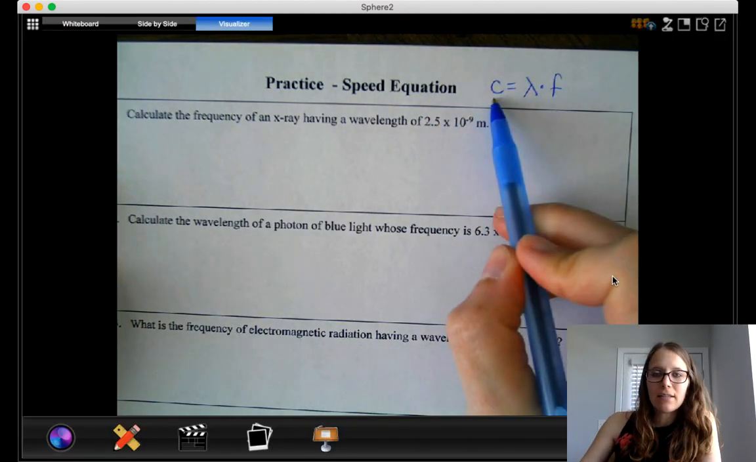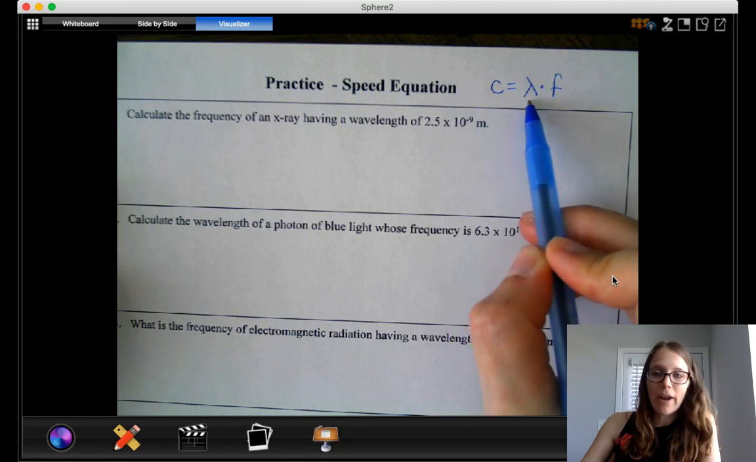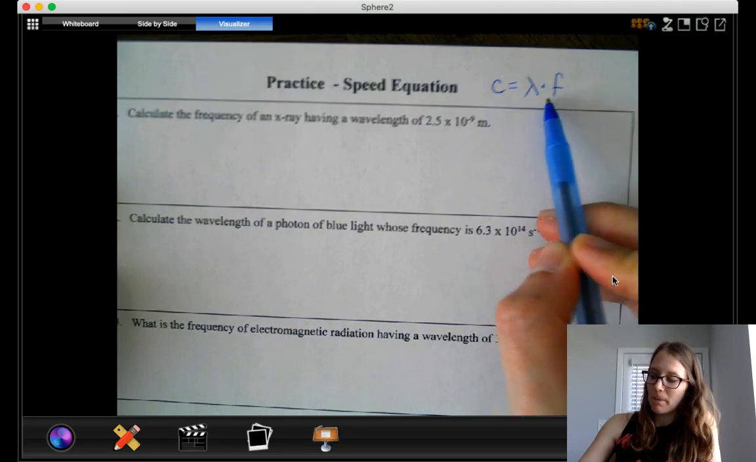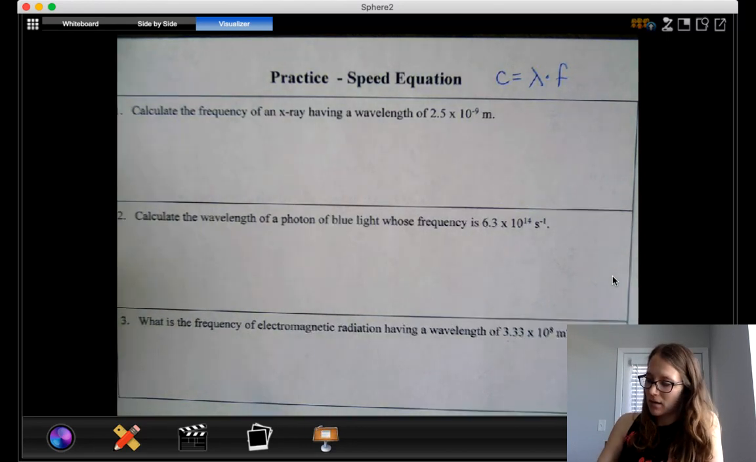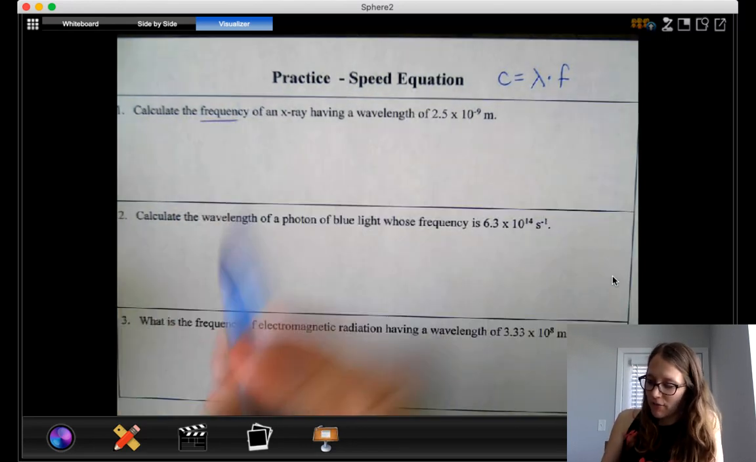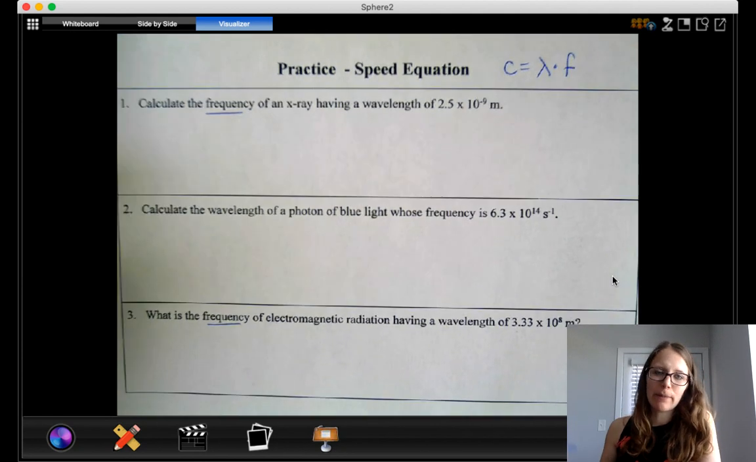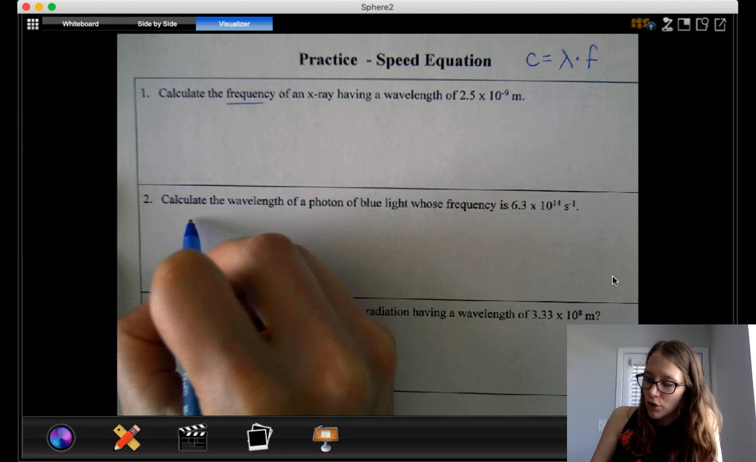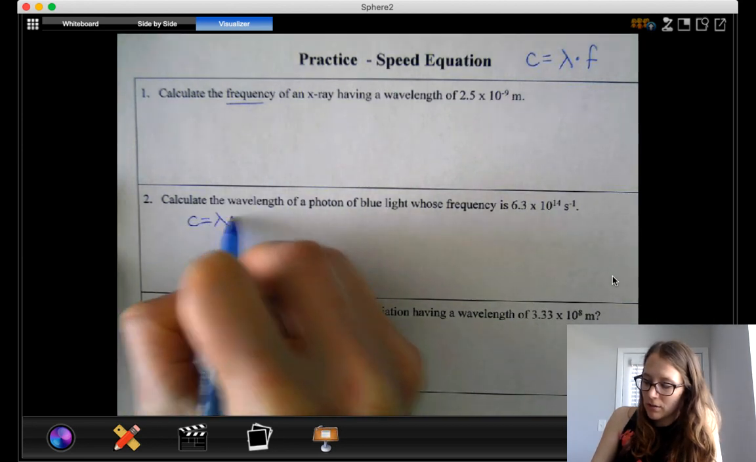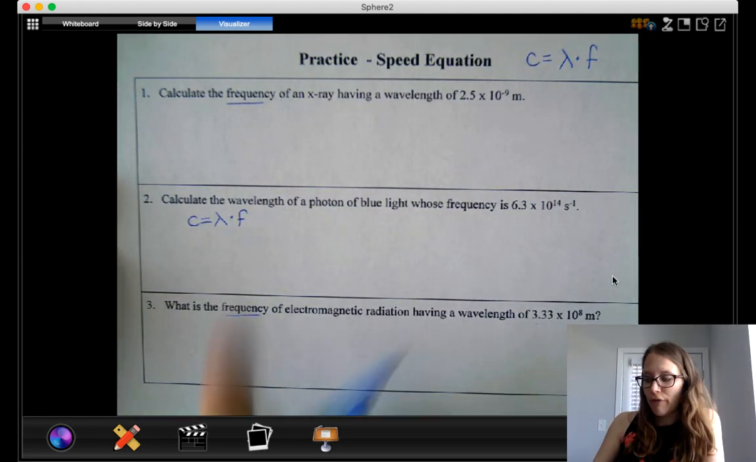So c is the speed of light. It's equal to wavelength times frequency. And on page 3, we already did one that solved for frequency, so I'm going to pick one that's different. Number 1 says solve for frequency. Number 3 says solve for frequency. So I'm going to skip those. Let's try number 2. If we look at our equation, this time we're trying to solve for wavelength.